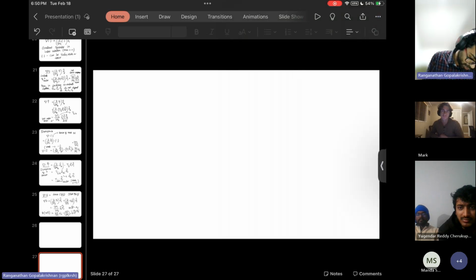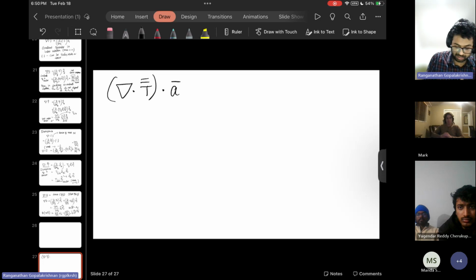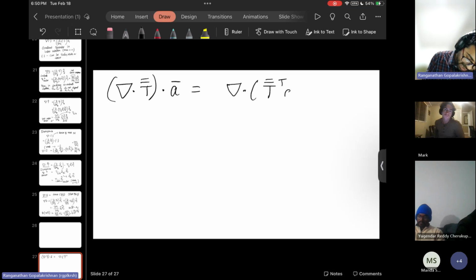So another identity to prove is the divergence of a tensor T dotted with an arbitrary vector A, which is equal to the divergence of the transpose of the tensor multiplied by A. No, dot product here. So this is the identity we are asked to prove, and we'll start with maybe the left side and use index notation first. What is divergence of a tensor?